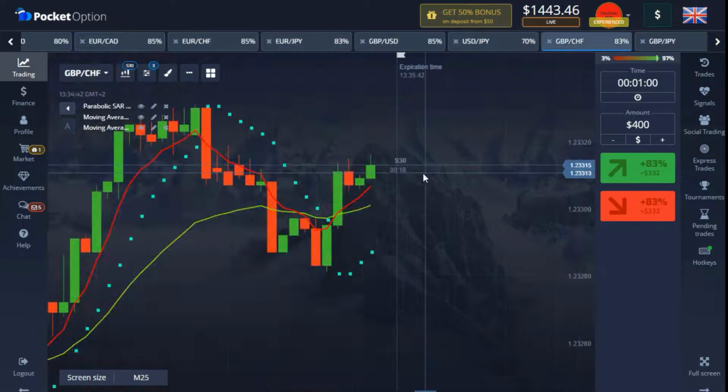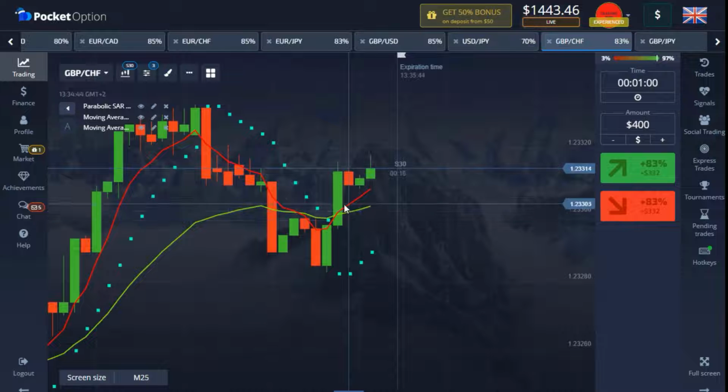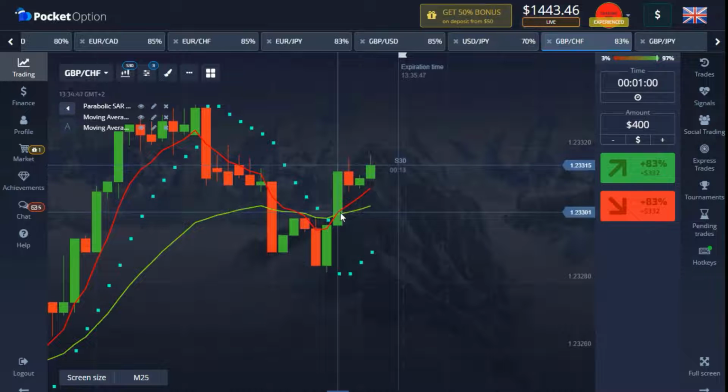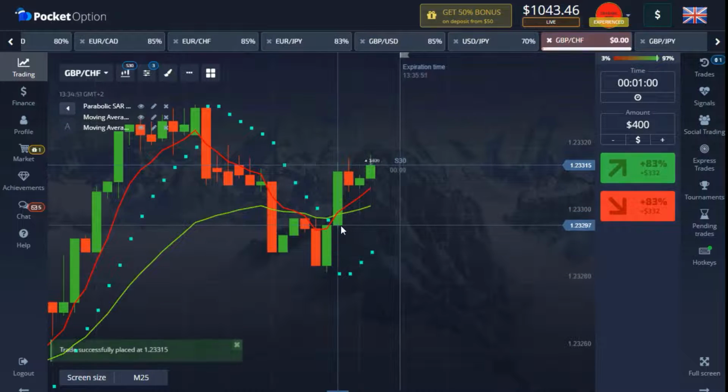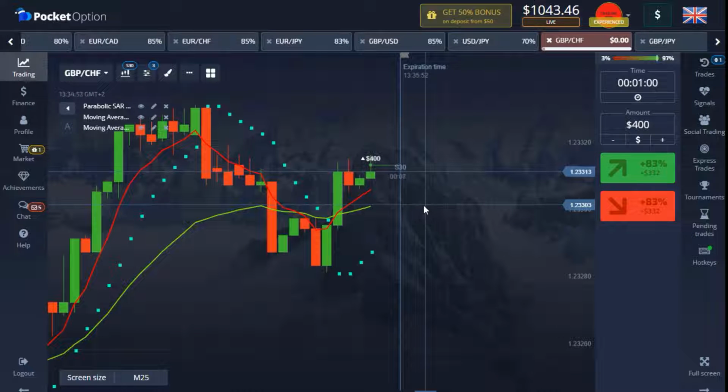Okay guys, I will take a trade on this. As you can see, the intersection happened here, and our Parabolic is showing us up. So let me take the trade. Over here, I enter our trade.